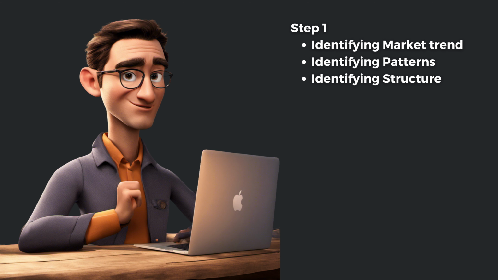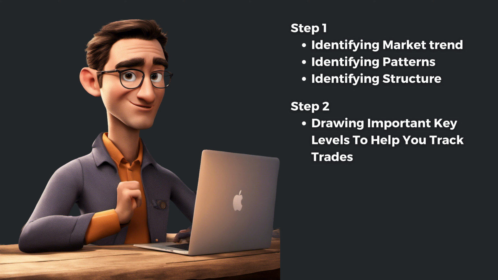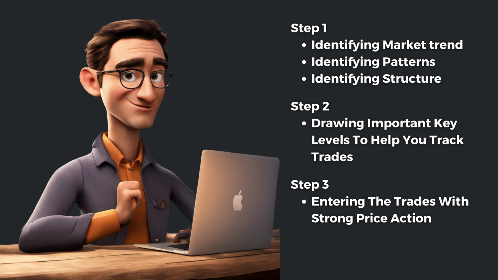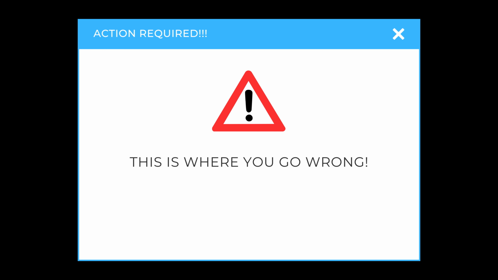Step 1. Identifying market trends, identifying patterns, identifying structure. Step 2. Drawing important key levels to help you track trades. In step number 2, I will be just talking about simple support and resistance principles that you can trade on a daily basis. I have already made a video on this topic, so do watch that for better understanding. Step 3. Entering the trades with strong price action. This is where most traders fail to understand what's going on, and we are going to get into that when we look at real examples.